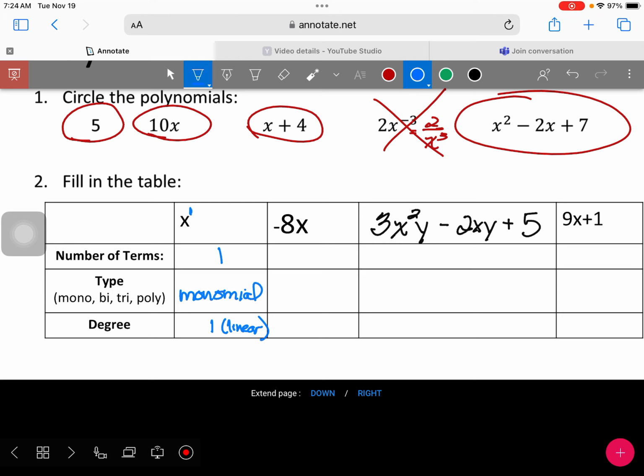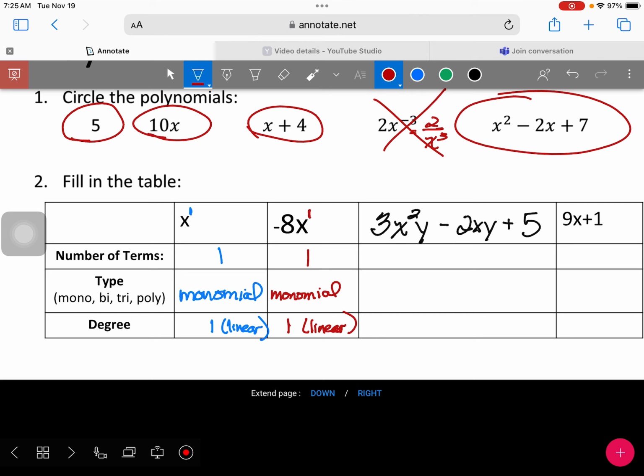All right. The second one, negative 8x. How many terms is that? 1. So that still makes it a monomial. Remember, terms have to be separated by plus and minus signs. And what degree is this? If I put a 1 here, what is the degree there? 1, which makes it linear also. Okay? All right, how about the next one?